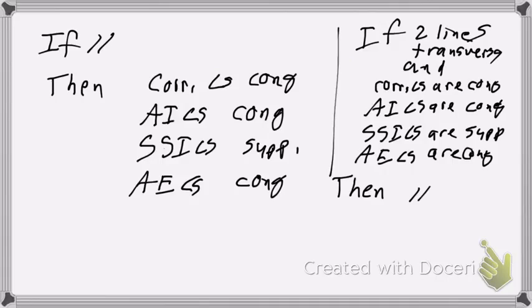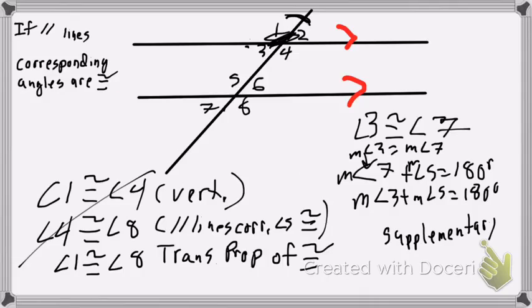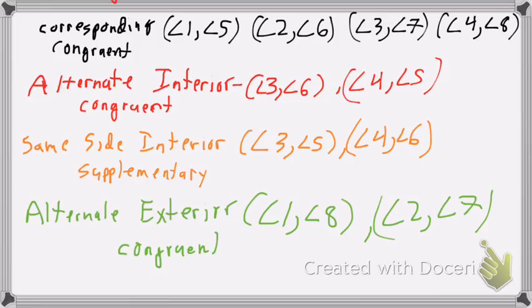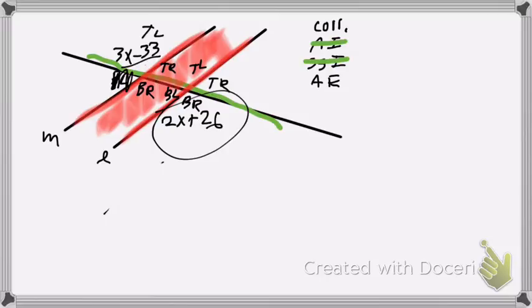And then we look back through all the work we did. Look at all that work. We see alternate exterior angles are congruent. And because they're congruent, their measures are equal to each other.